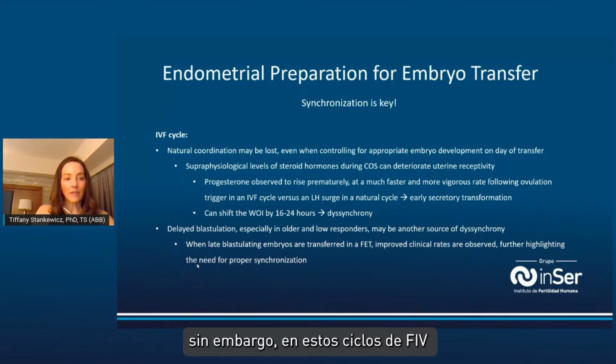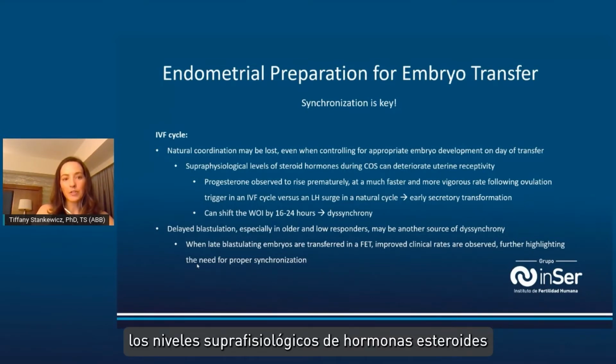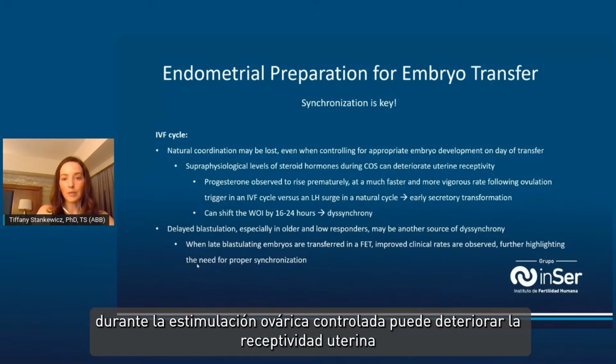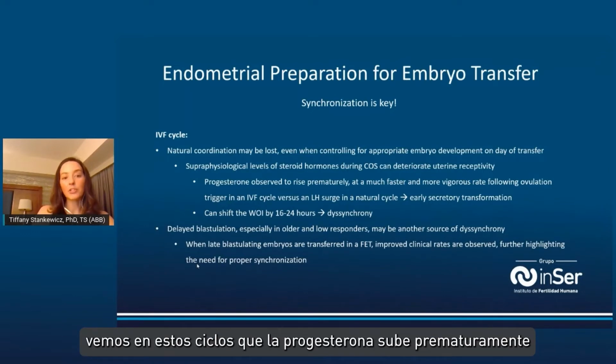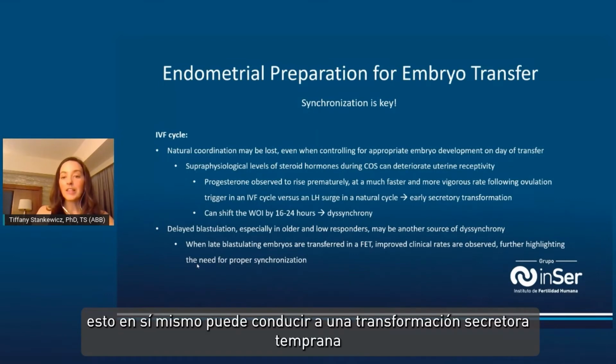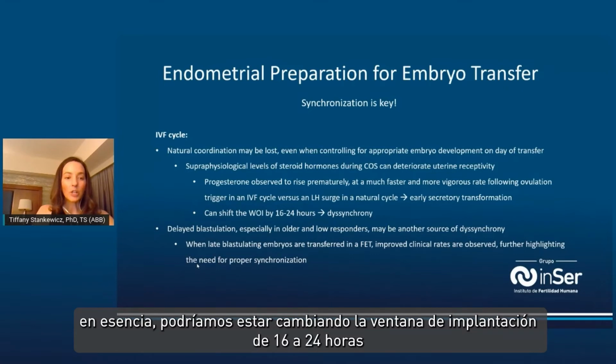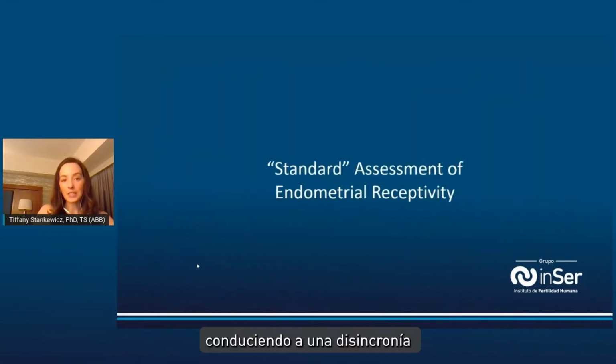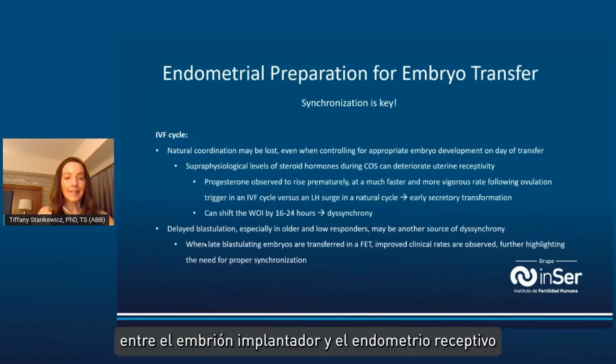However, in these IVF cycles, supraphysiological levels of steroid hormones during controlled ovarian stimulation can deteriorate uterine receptivity. We see in these cycles that progesterone rises prematurely at a much faster and more vigorous rate following ovulation trigger versus the LH surge in a natural cycle. This itself can lead to early secretory transformation. In essence, we could be shifting the window of implantation by 16 to 24 hours, leading to a dysynchrony between the implanting embryo and the receptive endometrium.